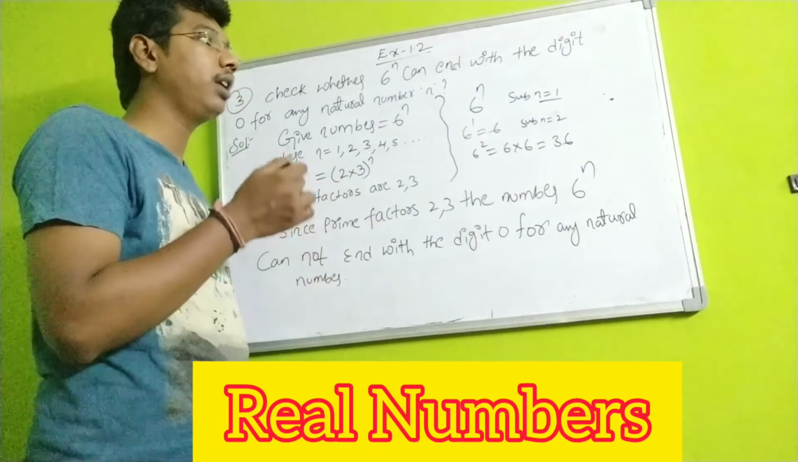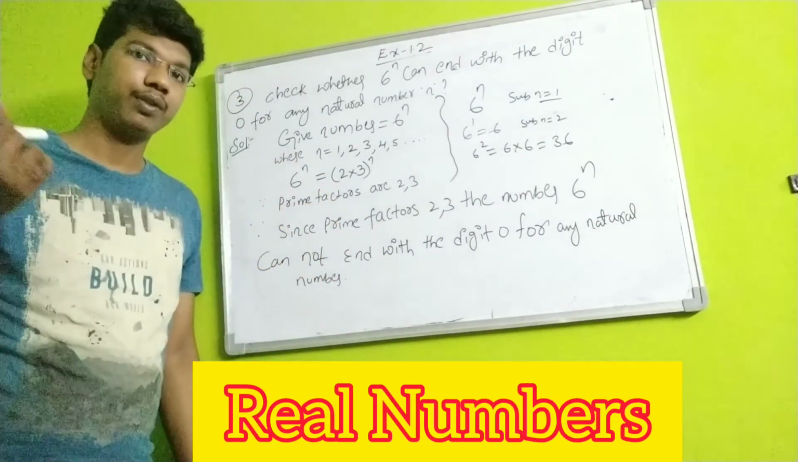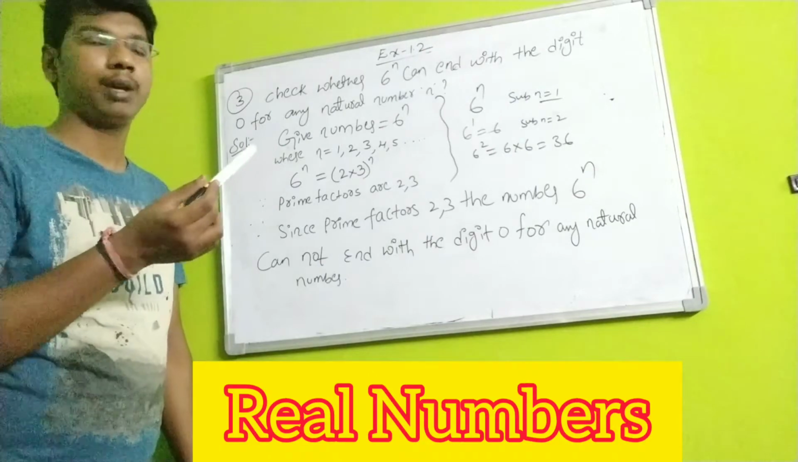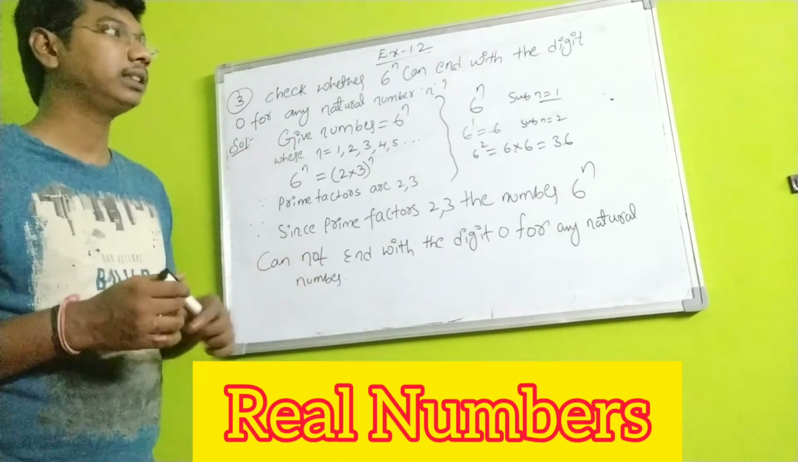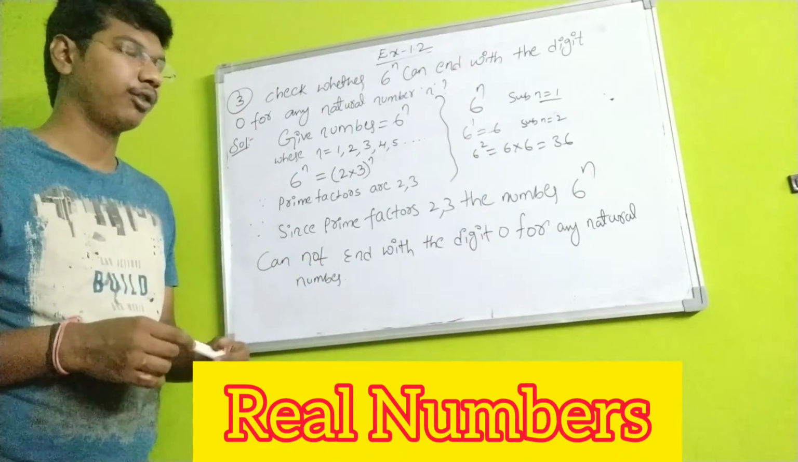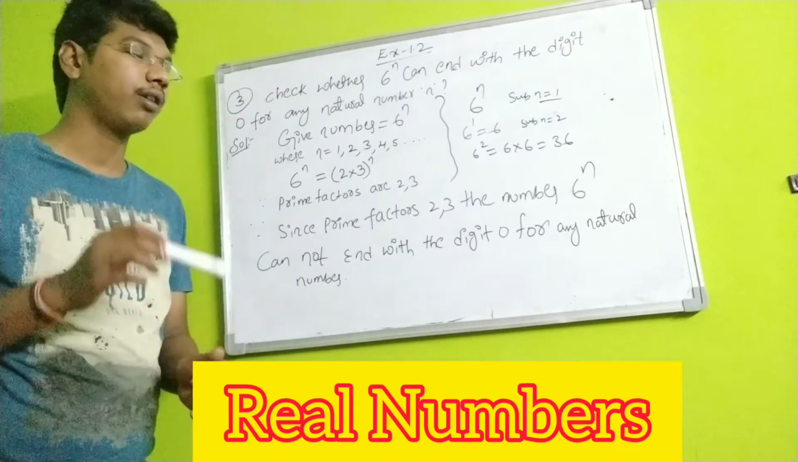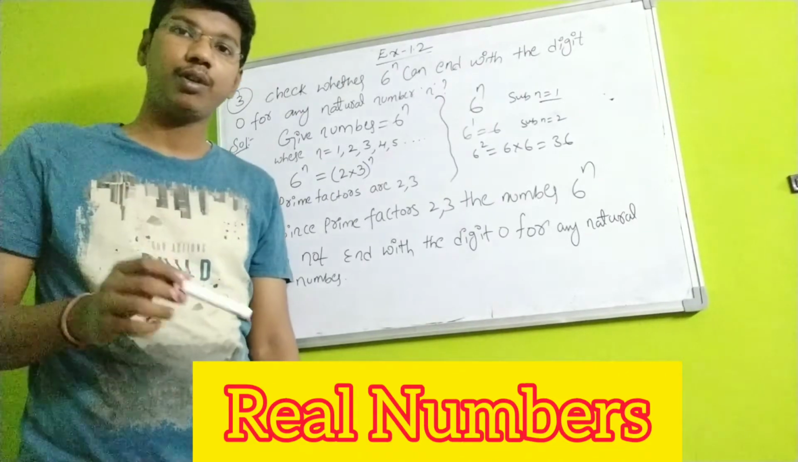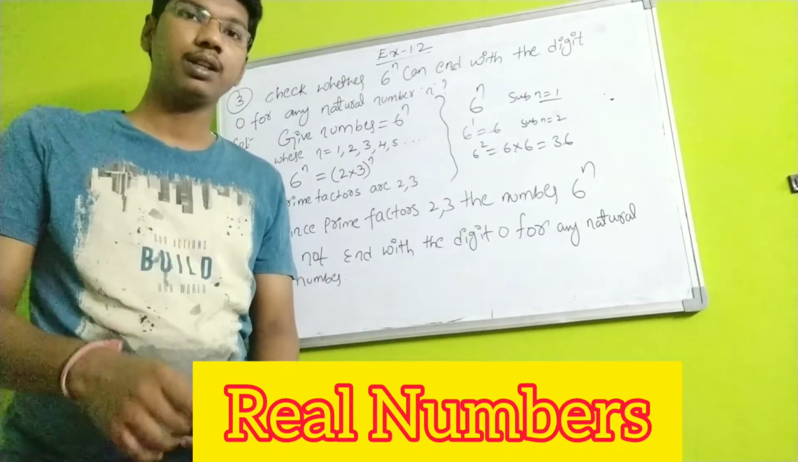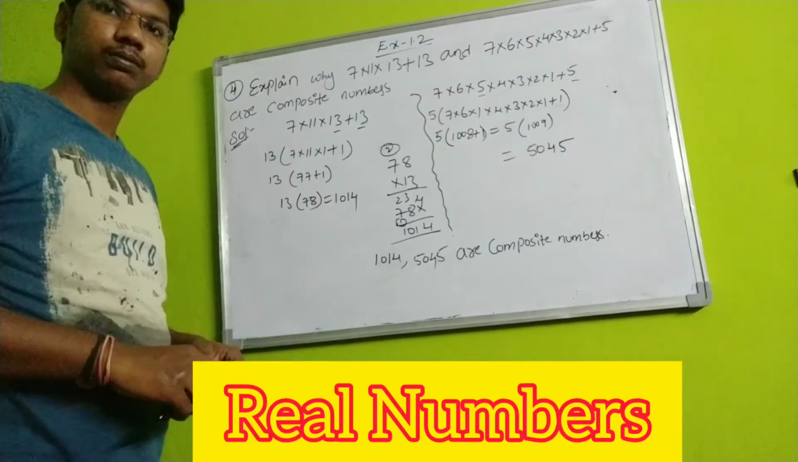If you substitute 1, 2 and so on to infinity, any number in place of n, you will get the last digit as 6, students. Therefore, the final conclusion is that 6 power n cannot end with the digit 0 for any natural number. Clear? Next, let's see the next question.